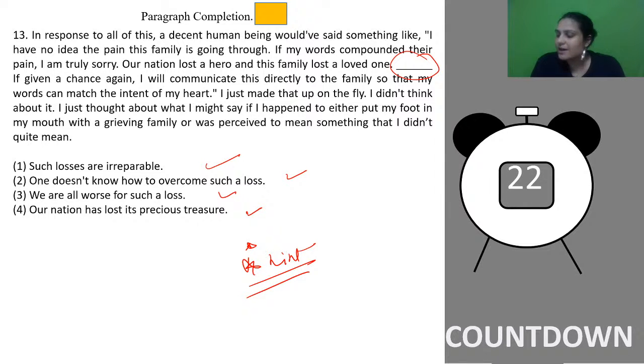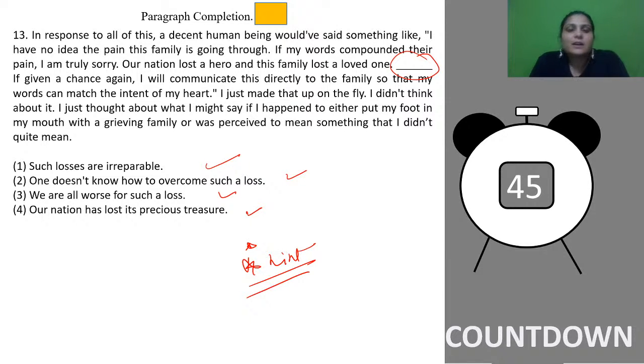He's talking about our nation lost a hero and this family lost a loved one. He's talking collectively. Which is that one sentence which talks about collective loss out of these 4 choices? Yes. Right? So should it not be option number 3? Everybody? Mishra, Sayani, Vedehi, Stuti, Prasanna?